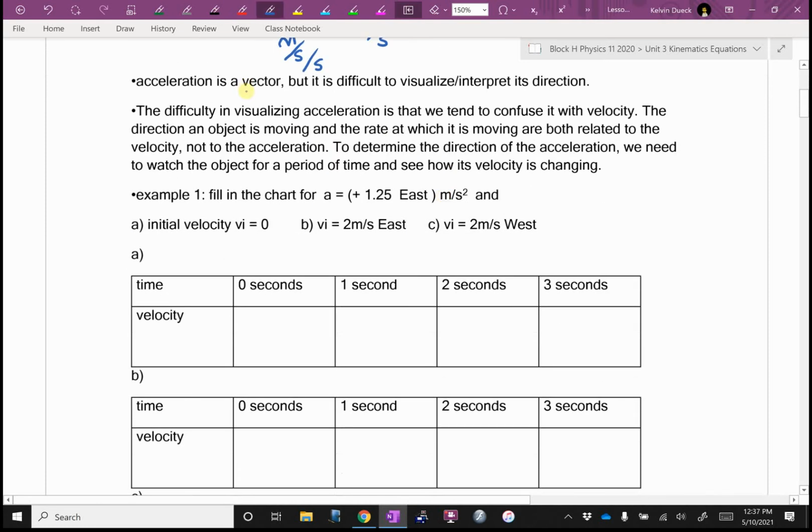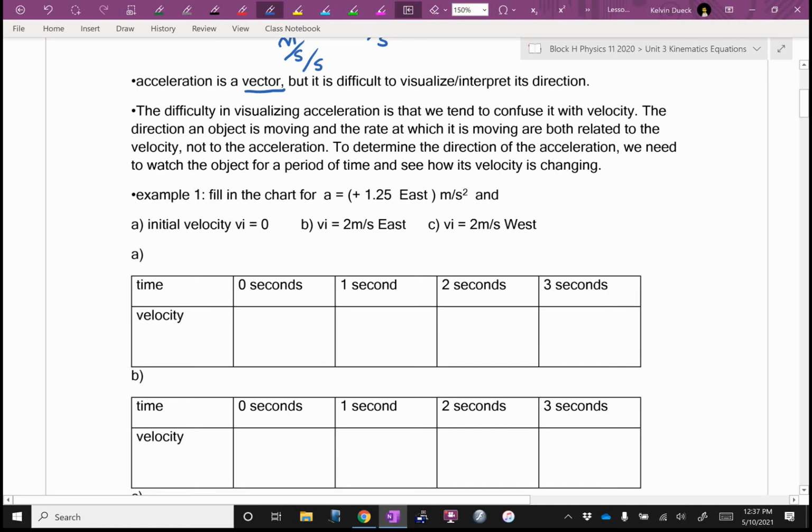Acceleration is a vector. It makes a difference whether you're accelerating forwards or backwards. But it's really difficult to visualize and interpret its direction because often we tend to confuse it with velocity. In fact, I guarantee if you take Physics 12 with me, I will give you a thought puzzle and many of you will confuse acceleration and velocity. It's very easy to do. The direction an object is moving and the rate at which its velocity is changing are both related to the velocity, but not to the acceleration. To determine the direction of the acceleration, we need to watch the object for a while.